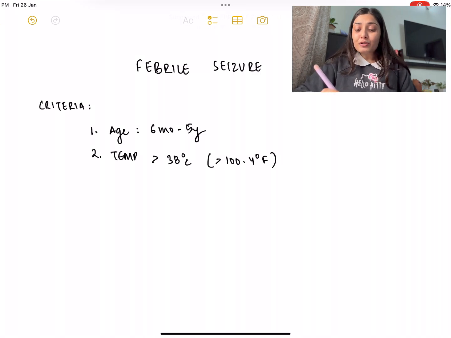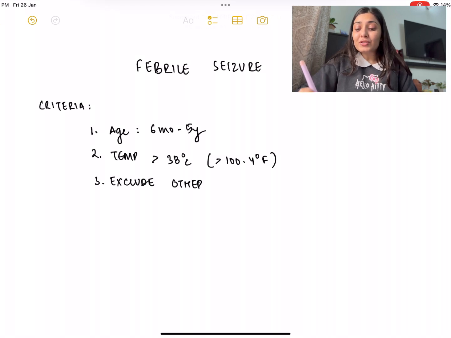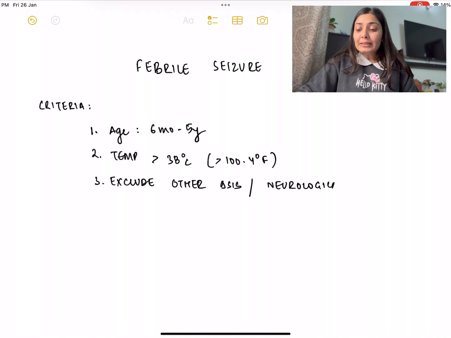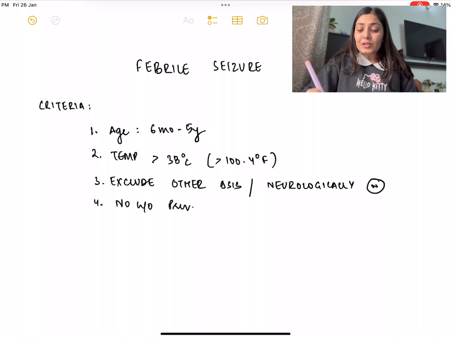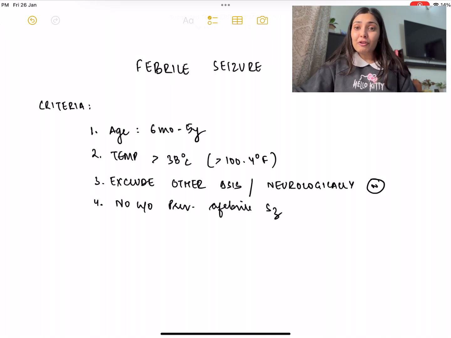So we will exclude other diagnoses like meningitis, encephalitis, right? The child should be neurologically normal. And lastly, there should not be any history of previous afebrile seizure.